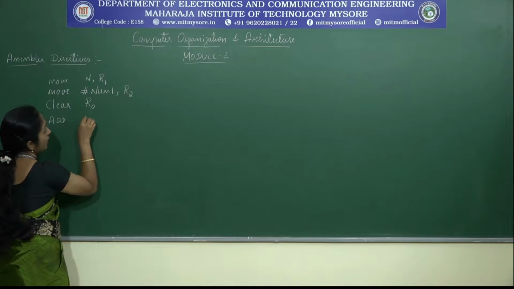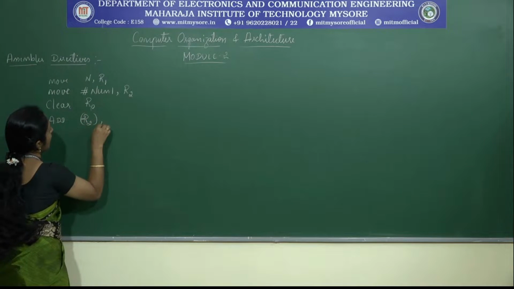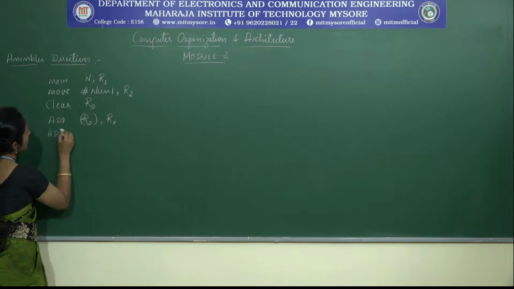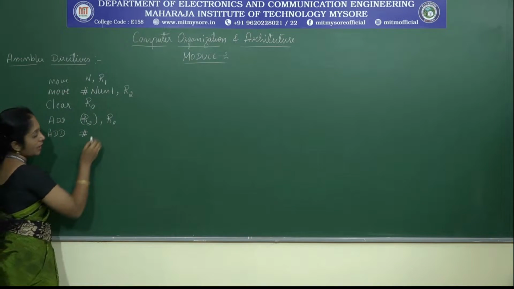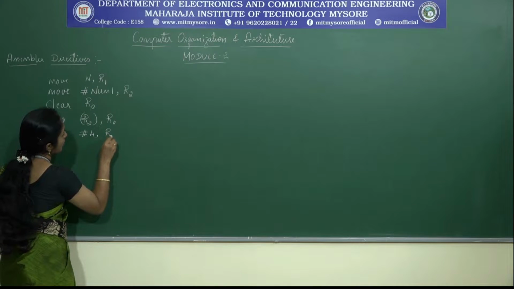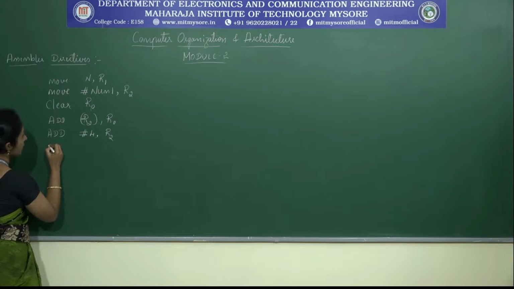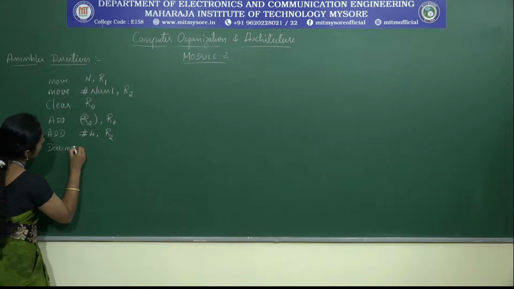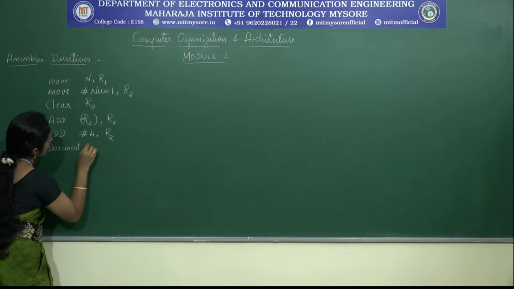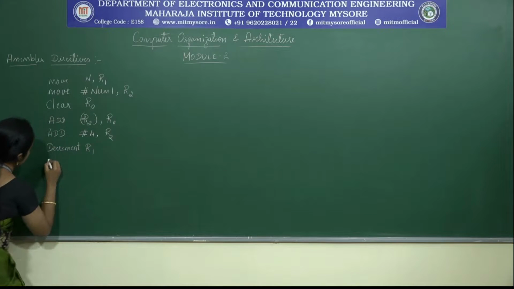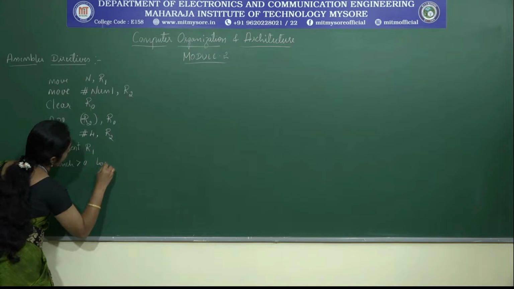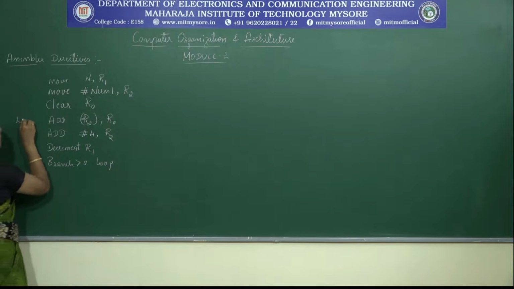After this, add contents of R2 to R0. Next, add 4 to R0 to indicate the next word. Next, decrement R1, branch greater than 0 to loop, where the loop is here.